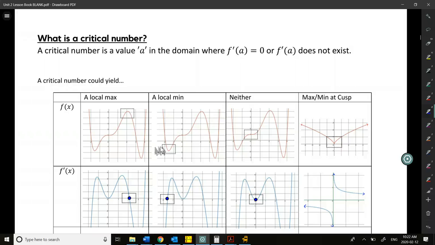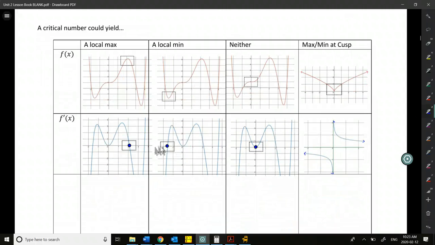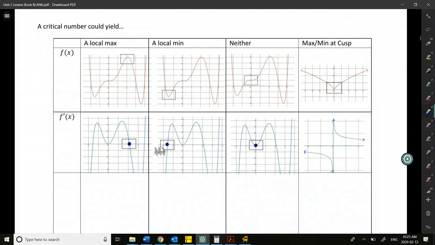So critical numbers can give us information about f at x in the sense that where the derivative is 0, so you'll see in all of these examples here, your first derivative is equal to 0 at these points. There's a couple different things that we can see from f at x here. So here, when your derivative is 0, this is actually a local max right here. So we'll get the first derivative being equal to 0 here.